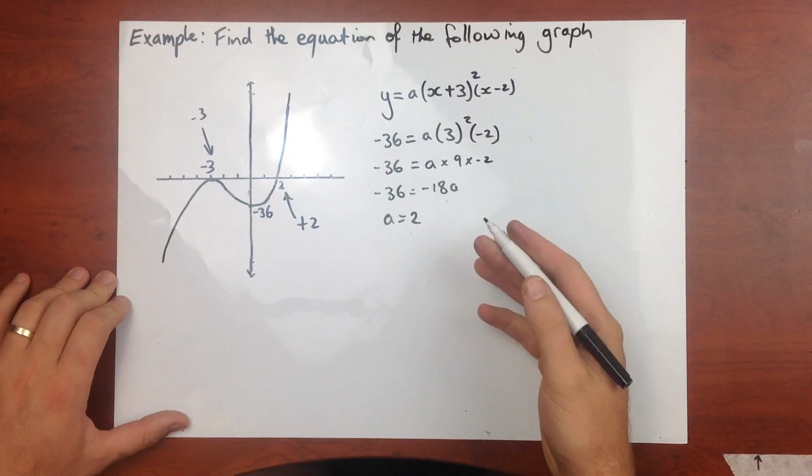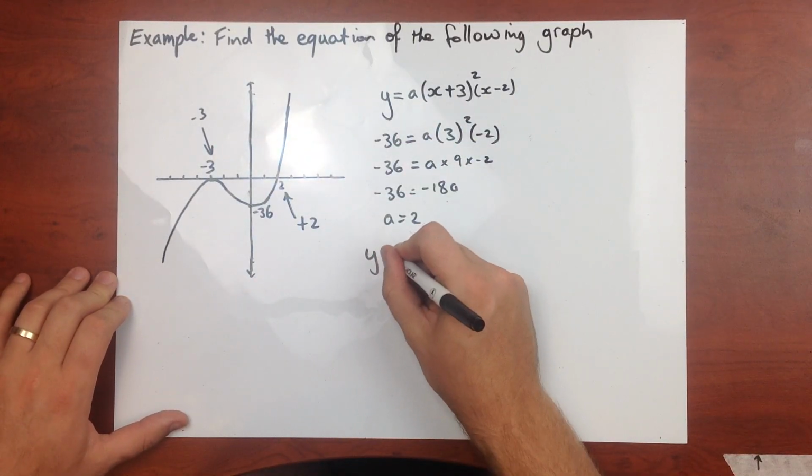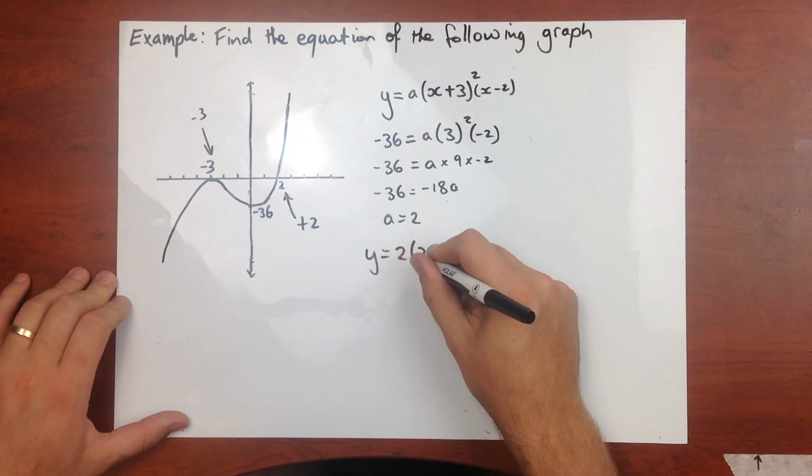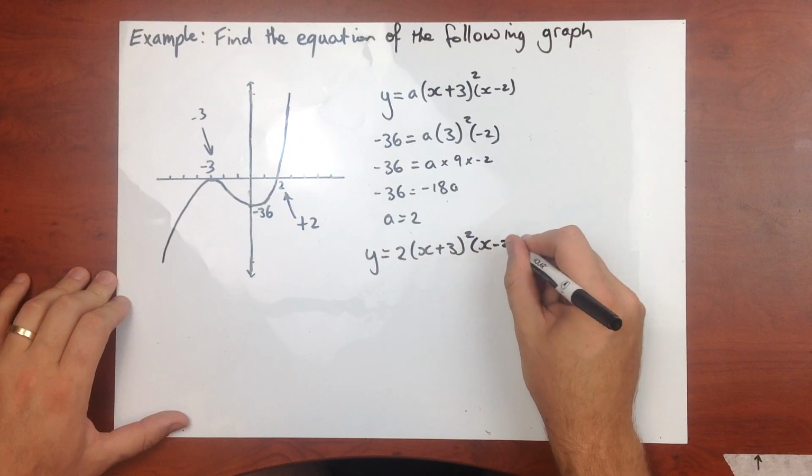Now we haven't actually answered the question yet, because we need to put it all together and say y equals 2 outside of x plus 3 squared times x minus 2.